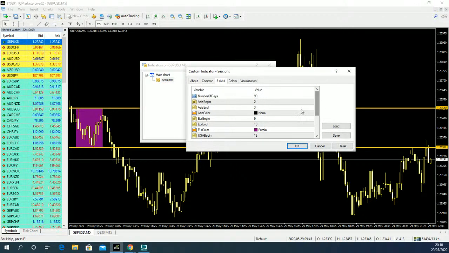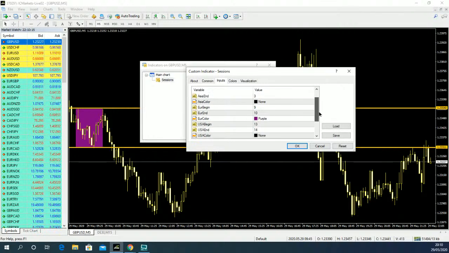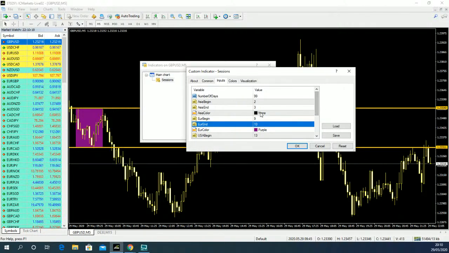So you know here that you don't want to see the Asian session on the box, on the chart. That's why you put the color to nothing. Asian color is nothing. Europe color is purple, and we set the time for Euro color. Even though you set the time for Asian, because you are not representing it with any color, it's not going to show on the chart. It's going to be blank.